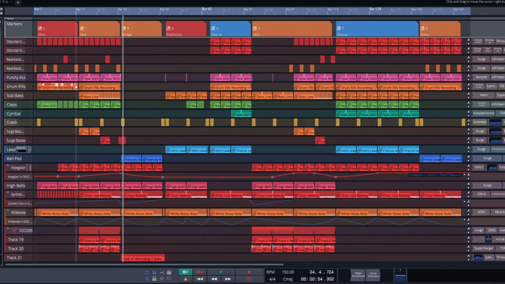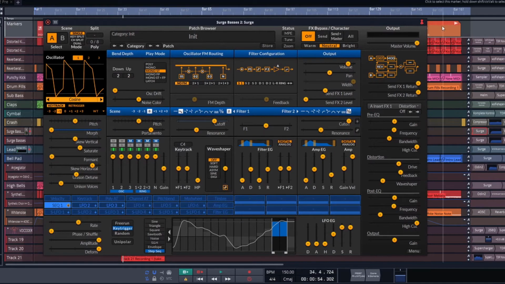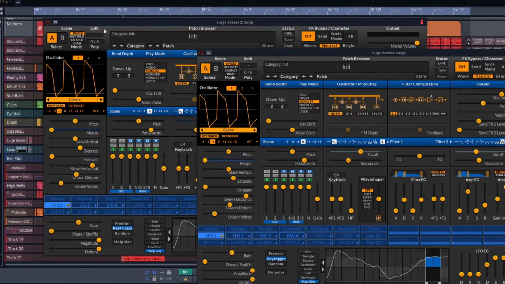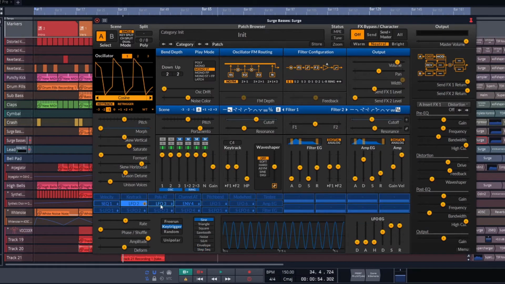Both of those were made using Vember Audio Surge. If we are being honest, both of those are pretty much the same, only the second one has an extra modulator that modulates the cutoff frequency of filter 2, and the first modulator also modulates the rate of LFO 3. So let's take a closer look at these sounds.